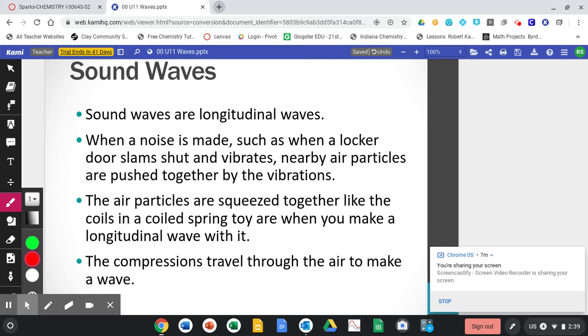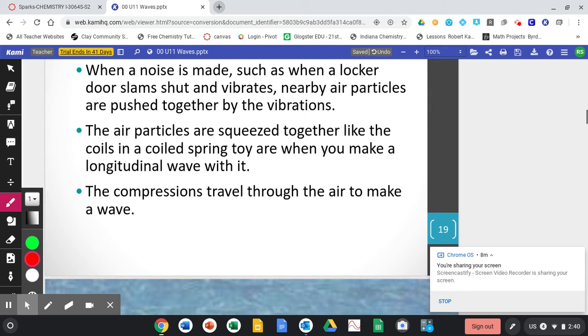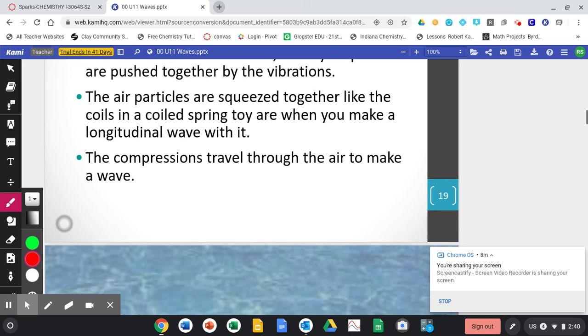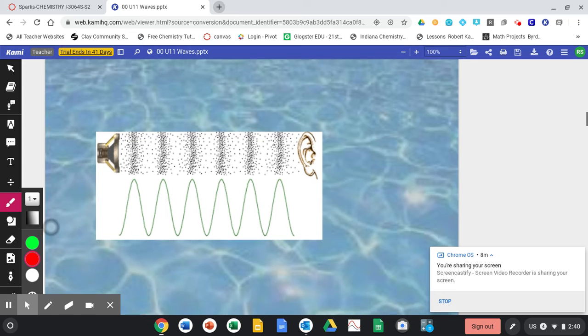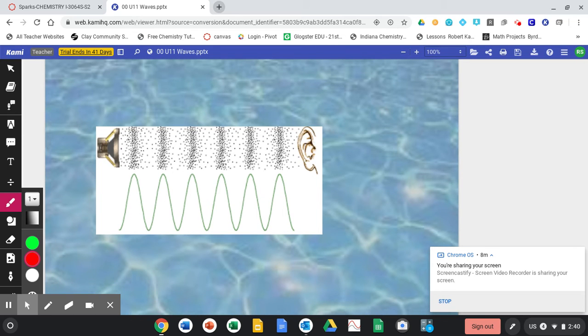When a noise is made, such as when a locker door slams shut and vibrates nearby air particles, they're pushed together by the vibrations. The particles are squeezed together like the coils in a coiled spring toy, and when you make the longitudinal wave, it will travel with it. The compressions travel through air to make a wave. So again, air is the medium with sound waves. And here you can see, here it is represented longitudinally, and here it's represented transversely. So the bottom represents the transverse wave.